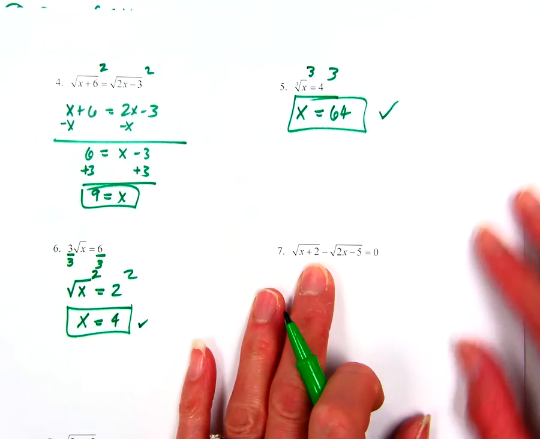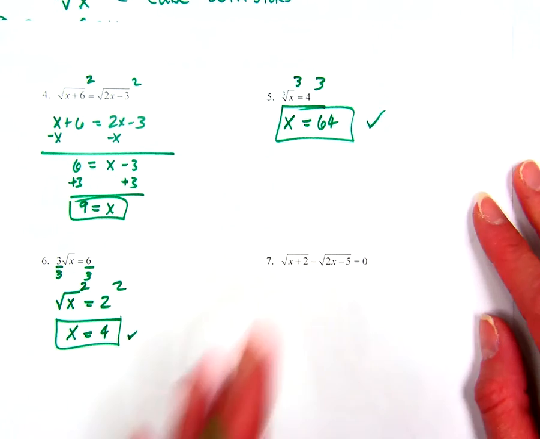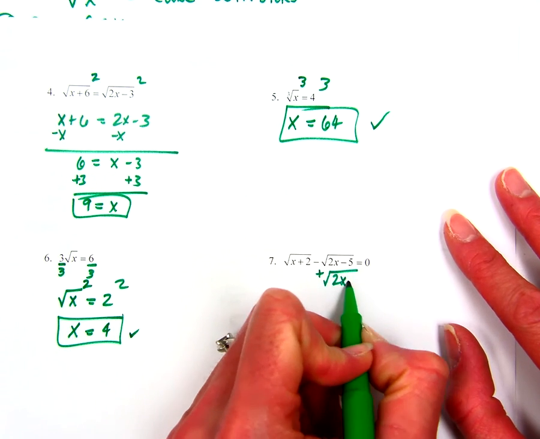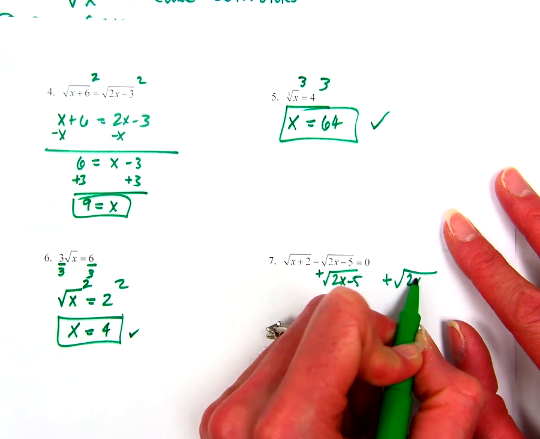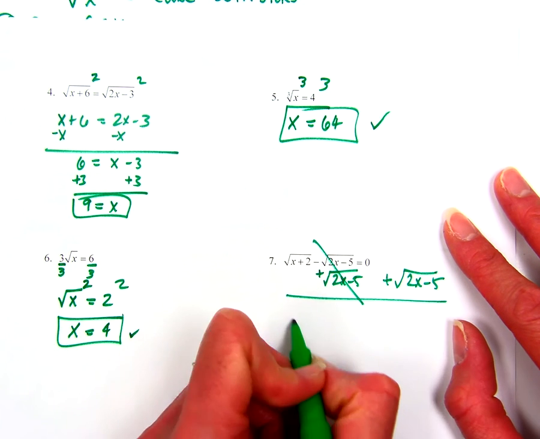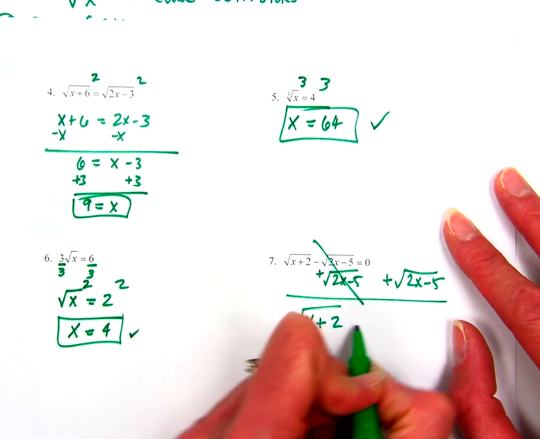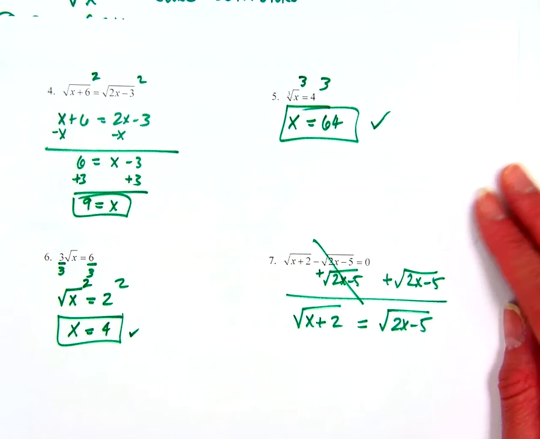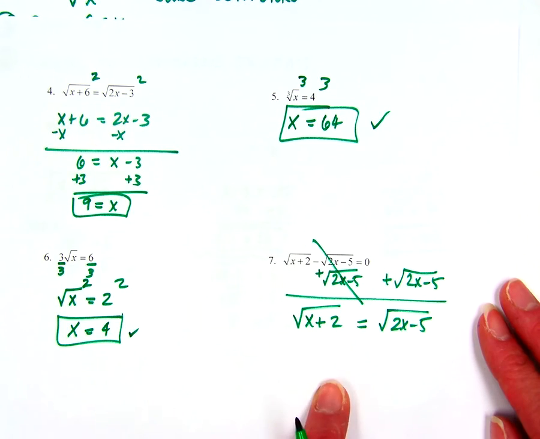All right, this one, the radical's not isolated. It's not the only thing on the left side. So let's move this over. If I want to move something, I just add it to the other side. So that cancels out. So we're really just going to rewrite it so that the one radical's on the left side and the one radical's on the right side. Now it's just like problem number 4.